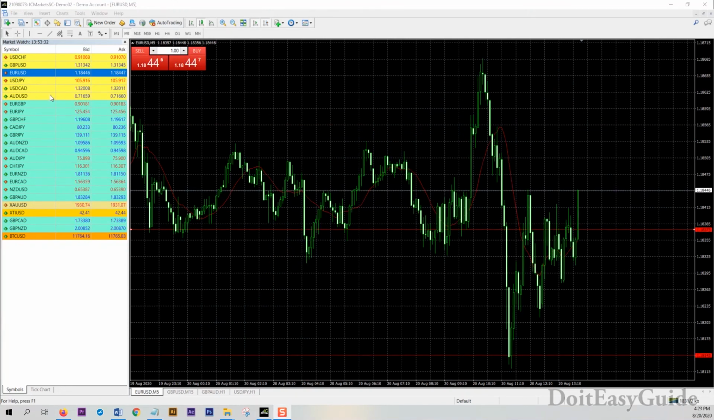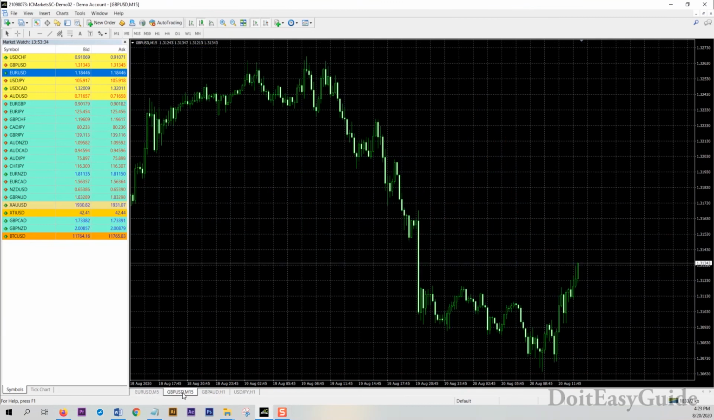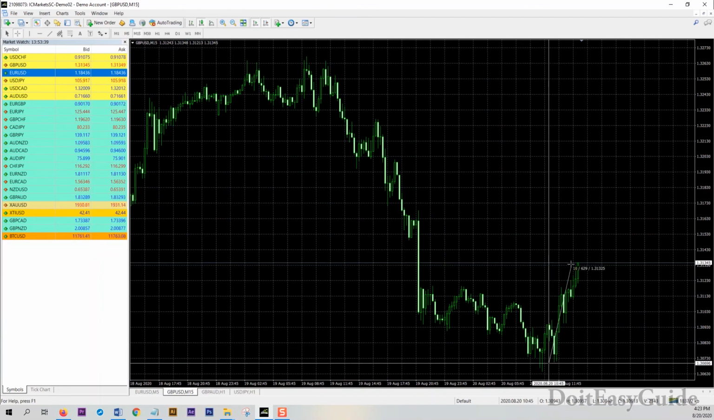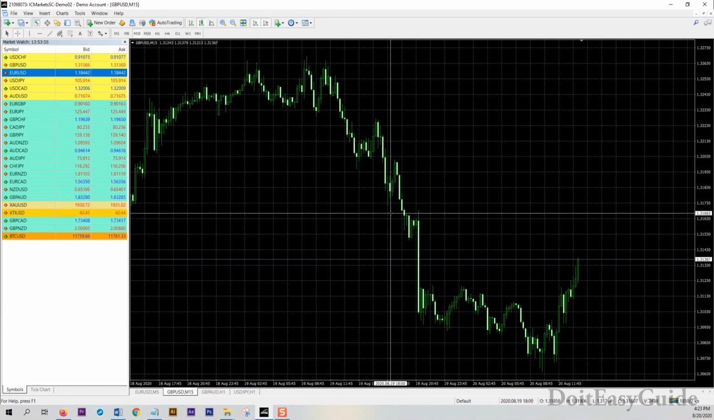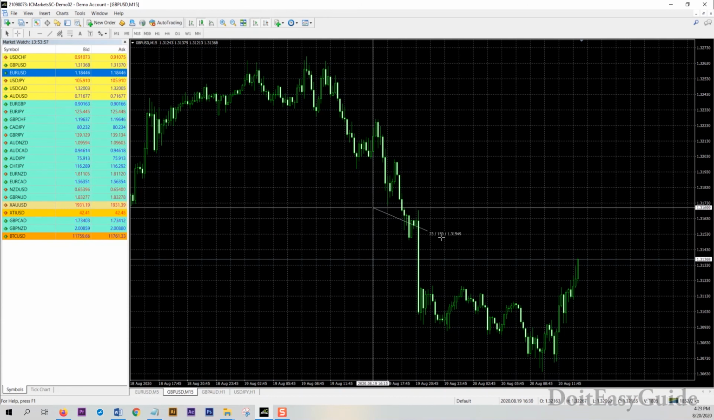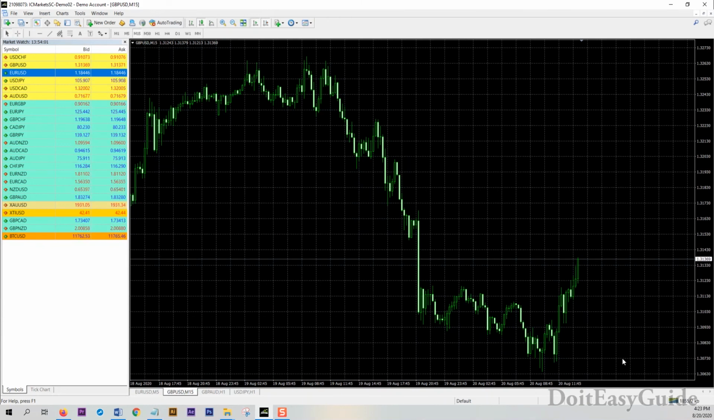That's the same with other pairs as well. If you go to GBP USD, again you can see how many pips from here to here. It's 647, that means 64 pips and 7 pippets, and you can see price going up. Wow, right? I think it still goes to around here and turns from here.